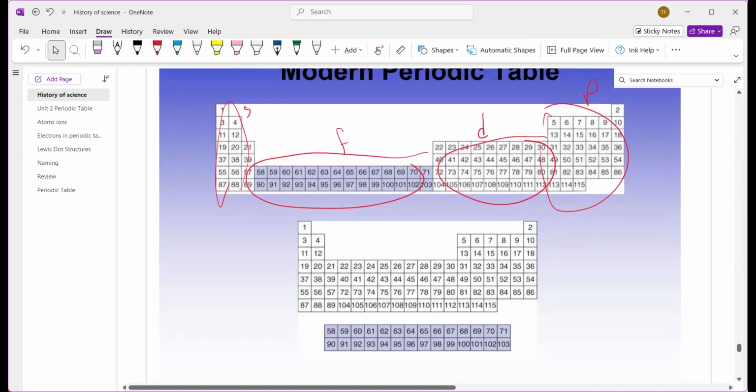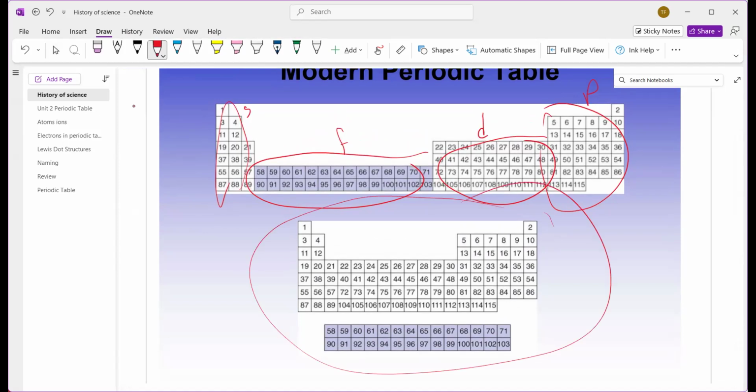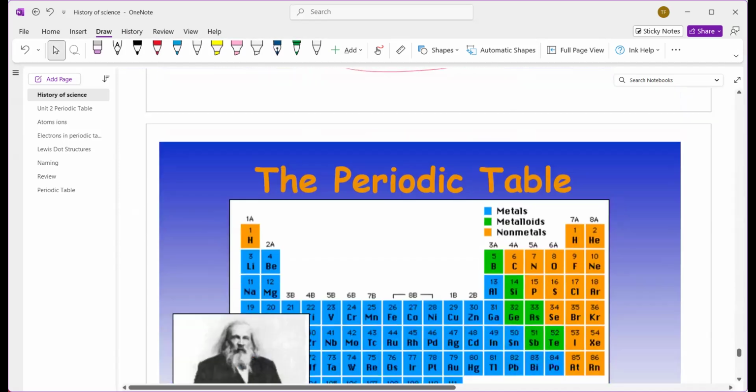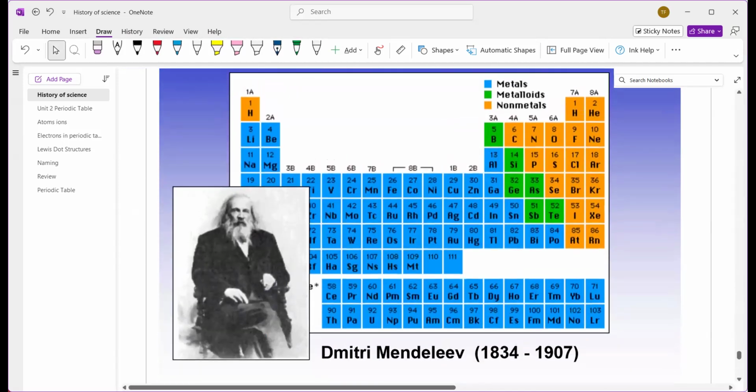Okay, so what happened is, for simplicity's sake, they pulled out the F's and put them on the bottom here. So this is what our periodic table looks like now. It was just for convenience. And this is what Mendeleev looked like. For all of you who speak Russian, sorry, I don't pronounce it very well.